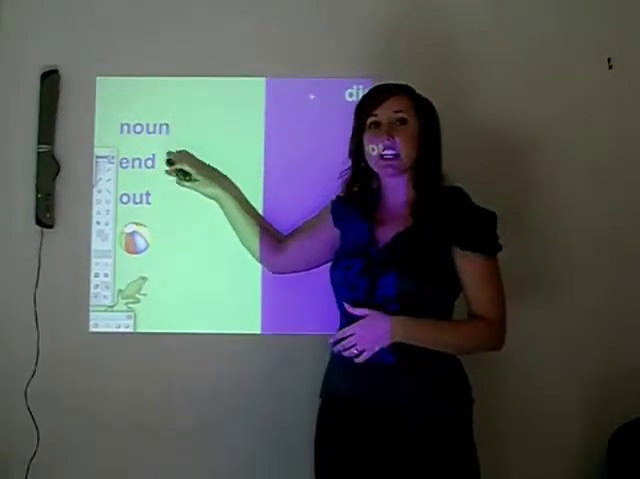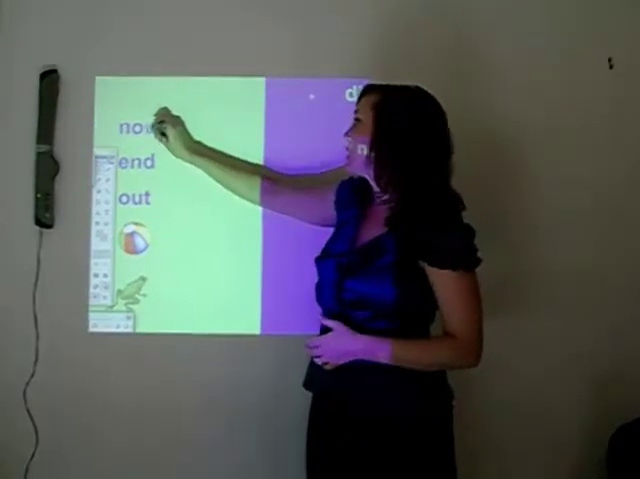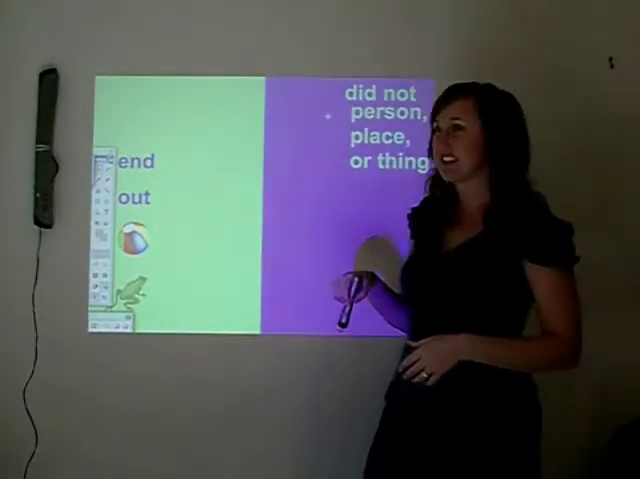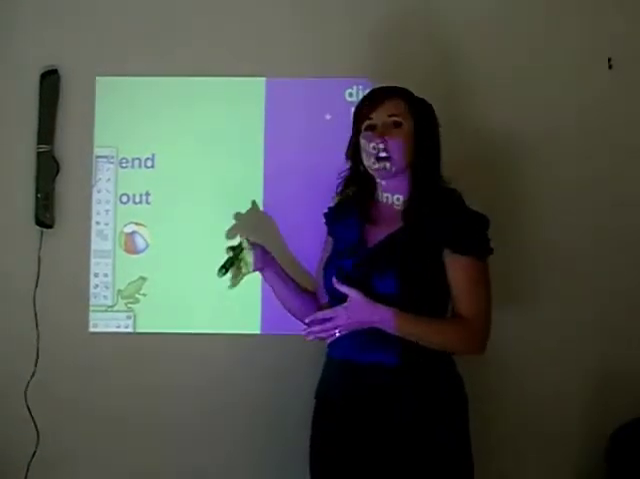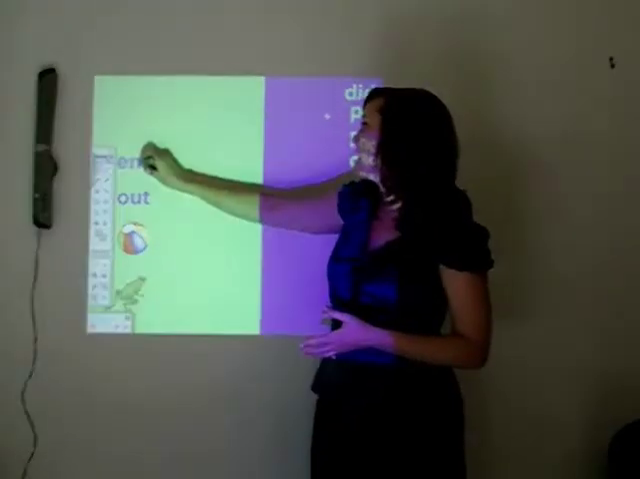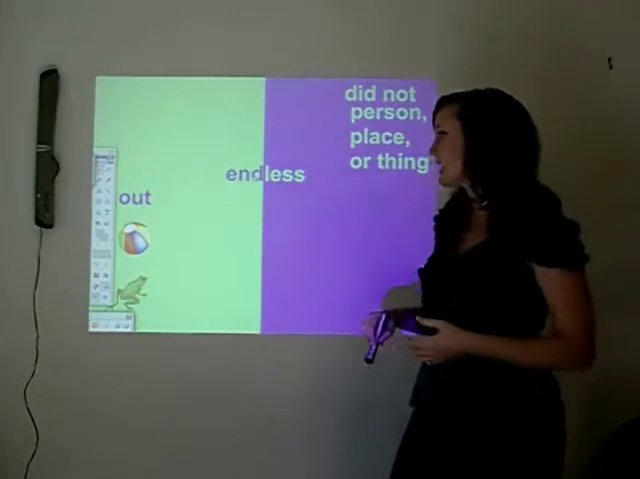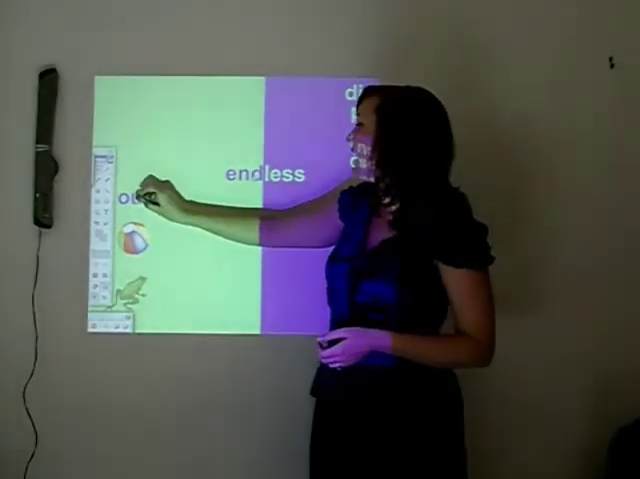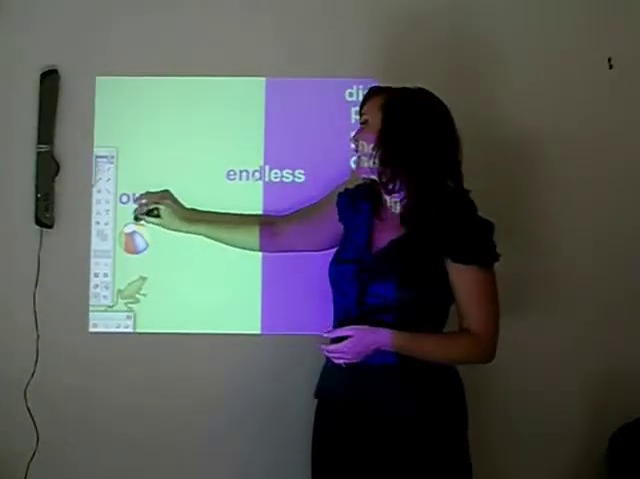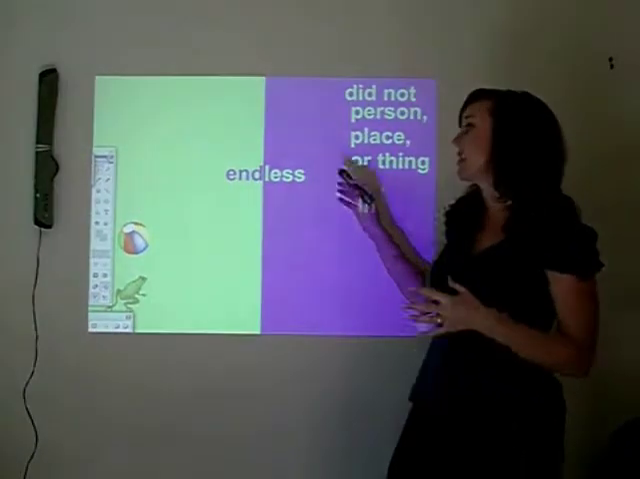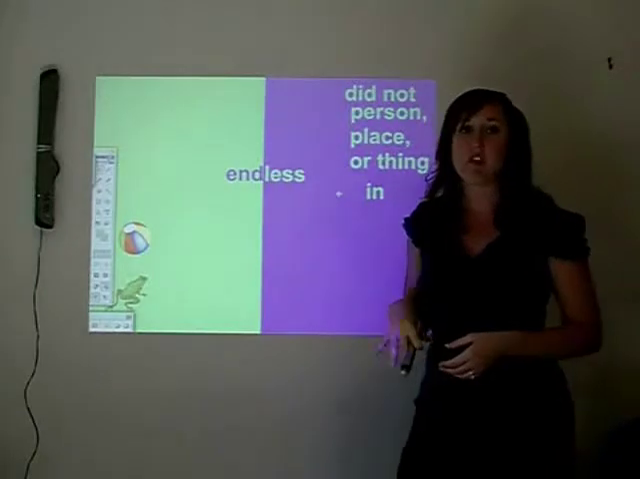The next pairing is a word and its definition. So the definition of a noun, person, place, or thing. The next pairing is a word and its suffix. So end, less, to create endless. The next pairing are opposites, out, and the opposite would be in. So this is a very flexible type of pairing activity.